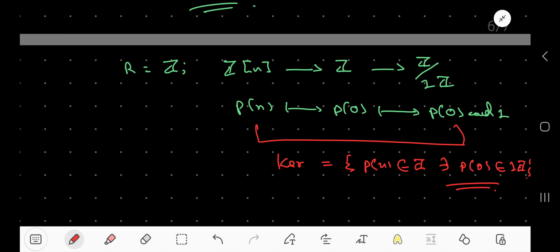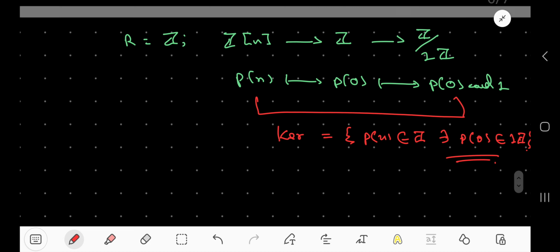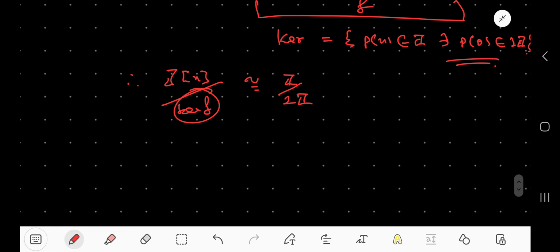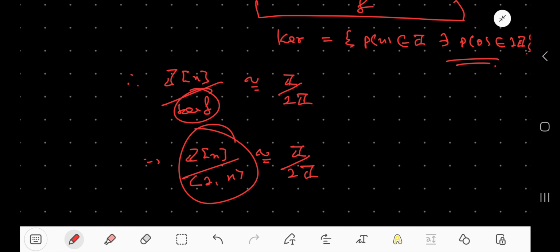I guess now you can relate this to what I am trying to prove. If I consider this whole map to be F, then Z[x] mod kernel of F is isomorphic to Z mod 2Z, because this map is clearly surjective. But what is the kernel of F? The kernel of F is the collection of all polynomials with even constant term, and hence the kernel of F is simply the ideal generated by 2 and x. So it's isomorphic to Z mod 2Z. But 2Z is a maximal ideal because 2 is a prime. So Z mod 2Z is a field, which means that this is in fact a field. But if this is a field, then the ideal generated by 2 and x is a maximal ideal.